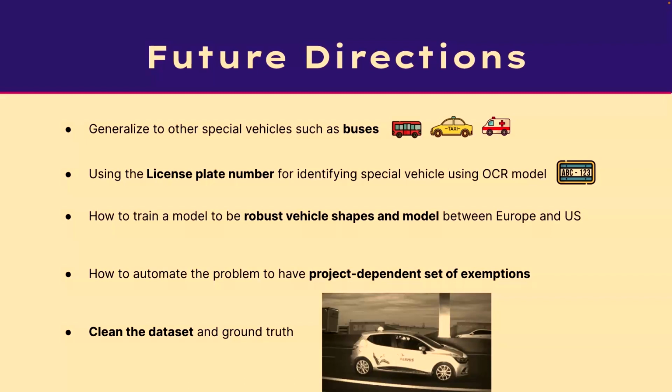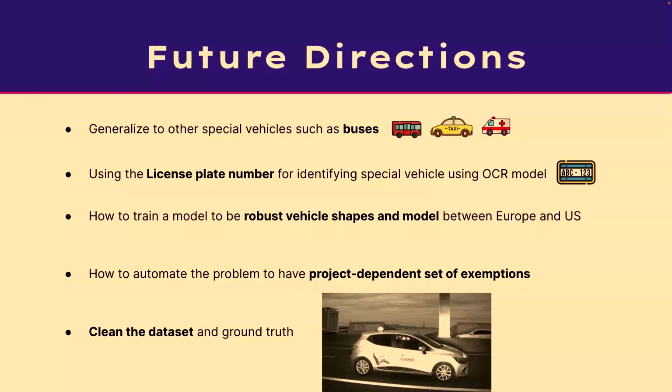And the next one is how to train a model to be more robust with respect to the shape and model of the vehicles, because, for example, the shape and the model of taxis are different between Europe and US, so we want to train a more robust model with respect to that. And the next one is how to automate the problem to have a more project-dependent set of exemptions. And the last one, which is pretty important in our case, is that we need to clean the data set better, and we need to clean the ground truth that we have.